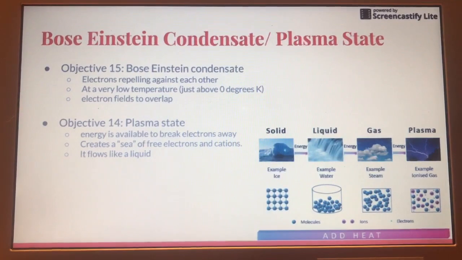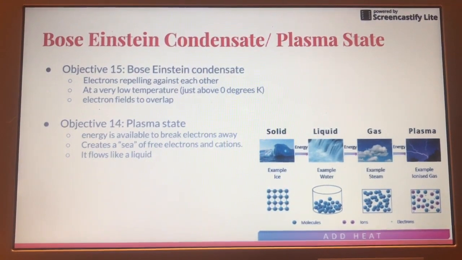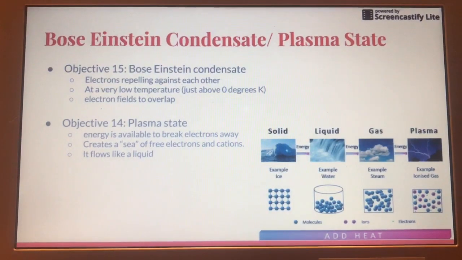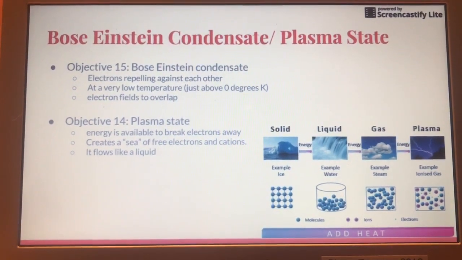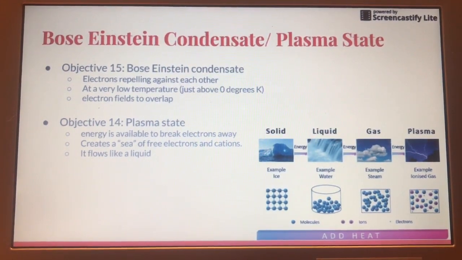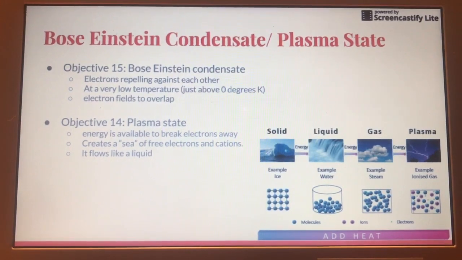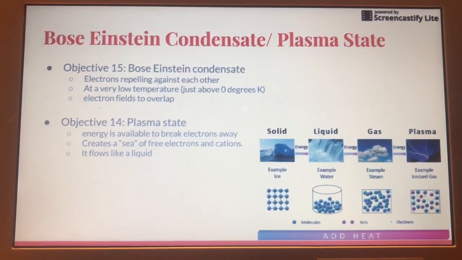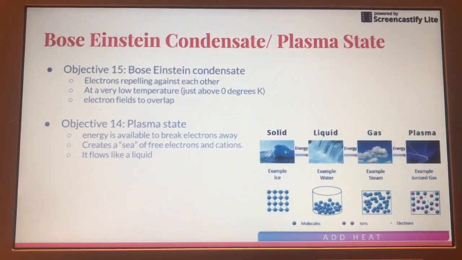Objective 14 is about the plasma state. In the plasma state, there is enough energy to break electrons away from individual atoms or molecules. This creates a sea of free electrons and cations. It flows like a liquid because there is little intermolecular attraction as the electrons are pulled away from each other.